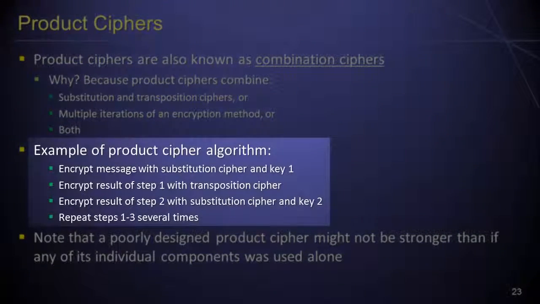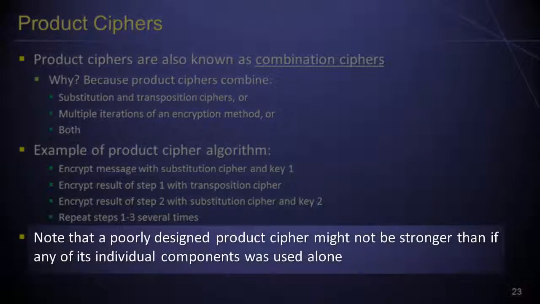As an example of a product cipher algorithm, a plaintext message might first be run through a substitution cipher using key number 1. The ciphertext that results from this process might then be run through a transposition cipher. The ciphertext emerging from the transposition cipher might then be run through another substitution cipher using key number 2. Finally, this entire process might be repeated several times with the goal of creating ciphertext that is more secure than if only a single cipher had been used. Note that a poorly designed product cipher might produce ciphertext that is no more secure than if any of its individual components had been used alone.